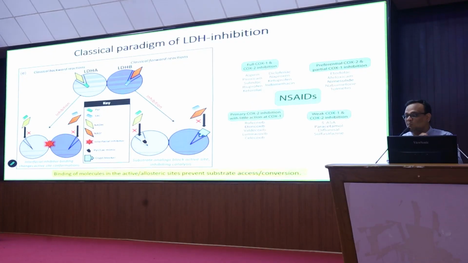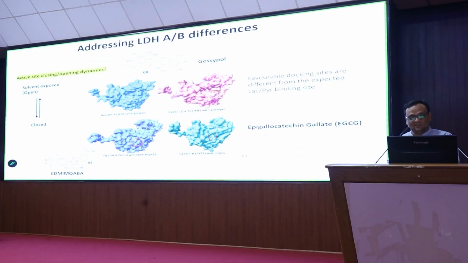There are also compounds which can go and bind there, and we also have LDH inhibitors. I showed you those inhibitors like gossypol and CDMIM, QABA. I'll tell you about all these things. EGCG is a very famous phenolic compound, epigallocatechin gallate. All these are known to go and inhibit the LDH system.